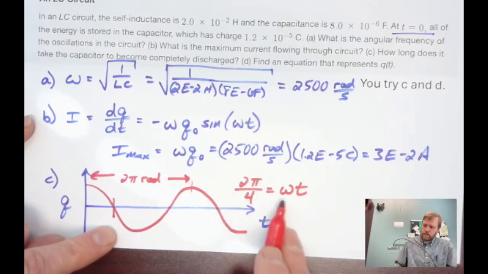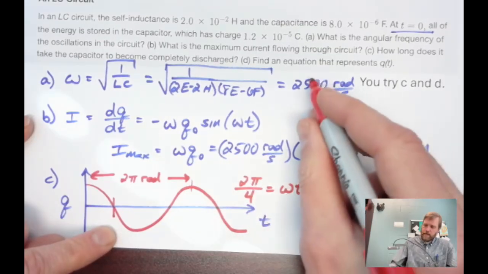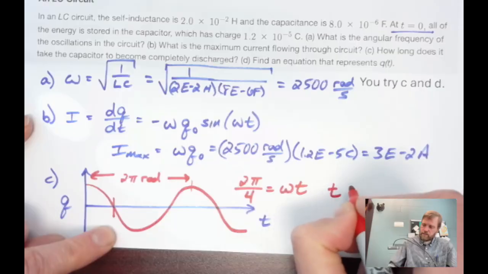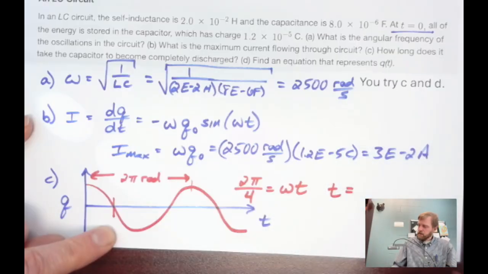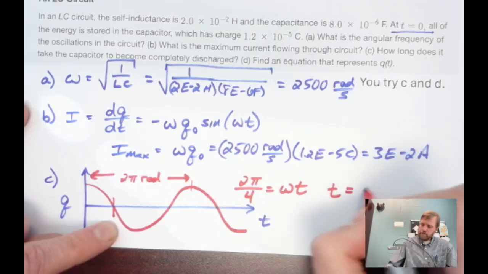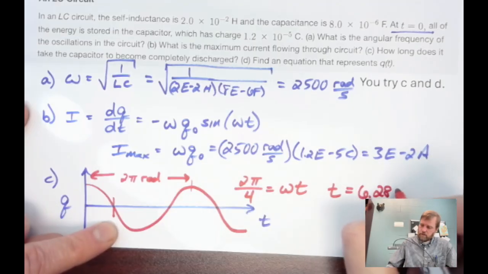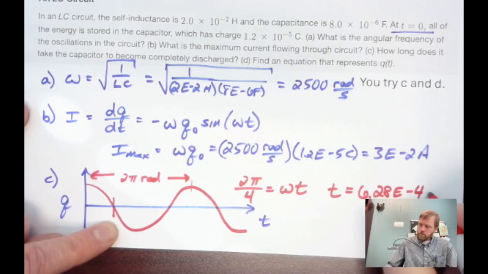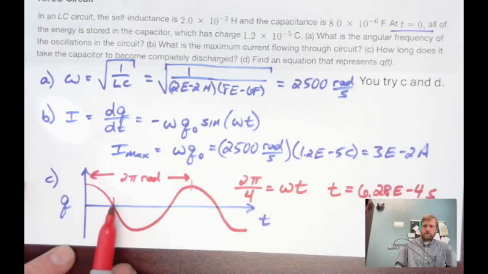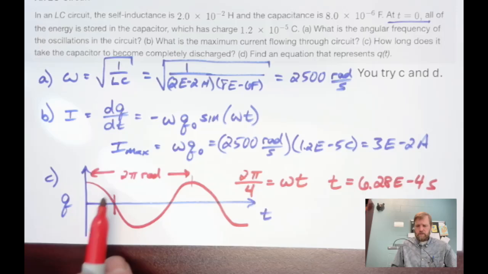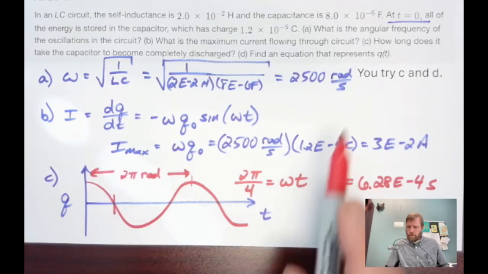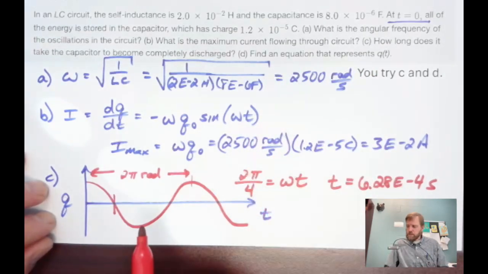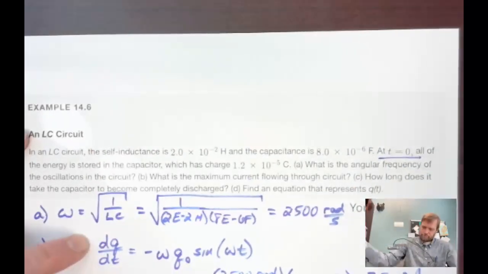So when I look at this, I can just solve that because I know omega is 2,500 per second. So t is 6.28 times 10 to the minus 4 seconds. All right, so that's t. Part D is find an equation that represents Q of t. We can do that. I could put it up here. Let me put it at the top.